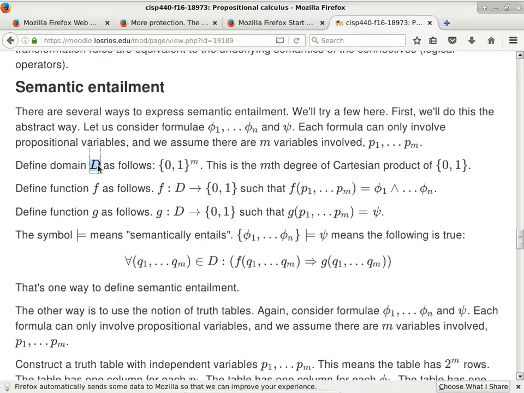Yeah. So when you have three variables, then it will be the Cartesian product of three true-false sets. In other words, D is really here just to span the entire space. The number of elements of D would be the number of rows in the truth table.